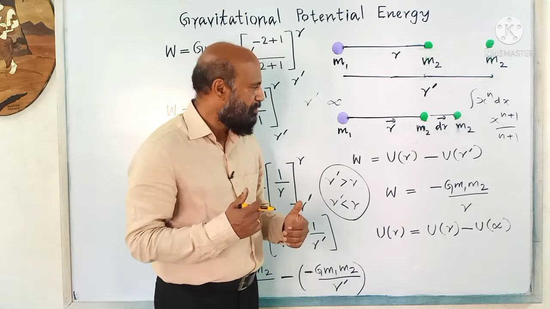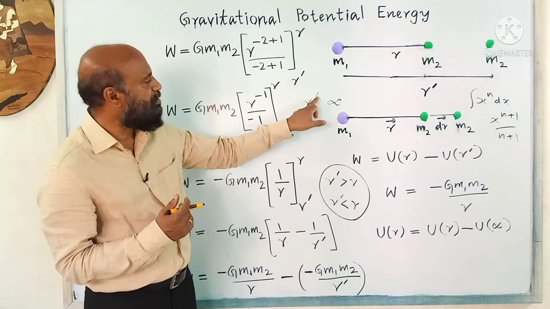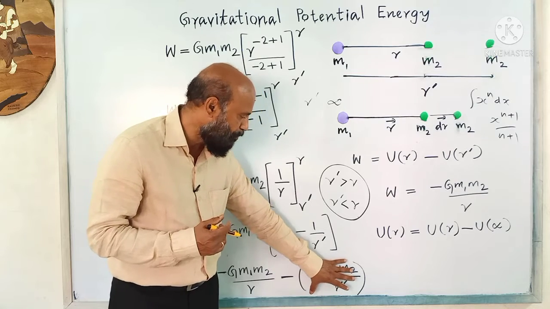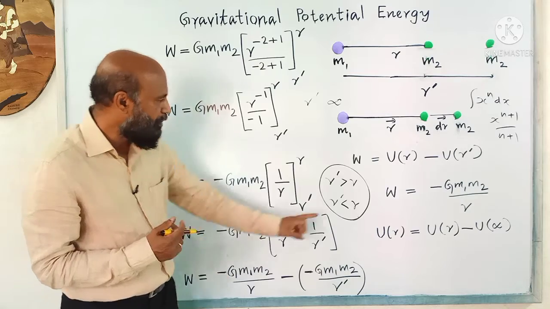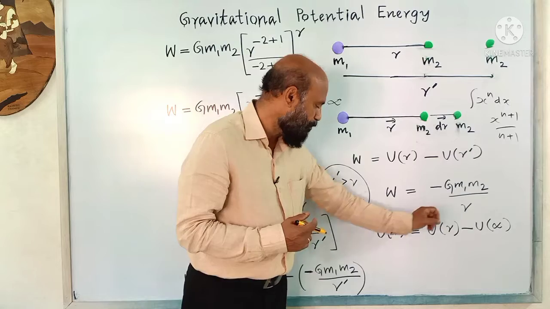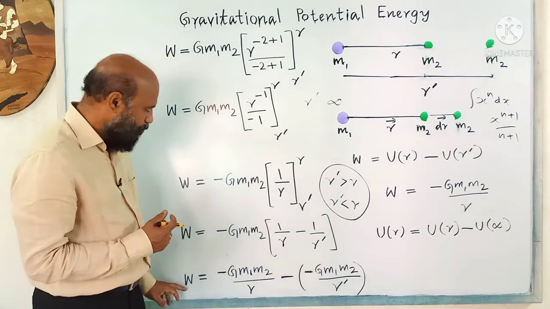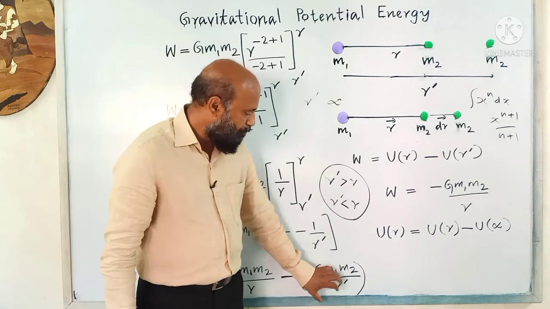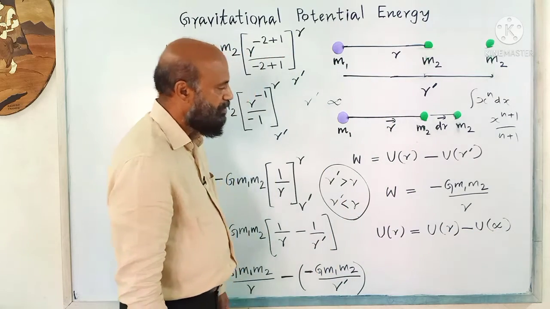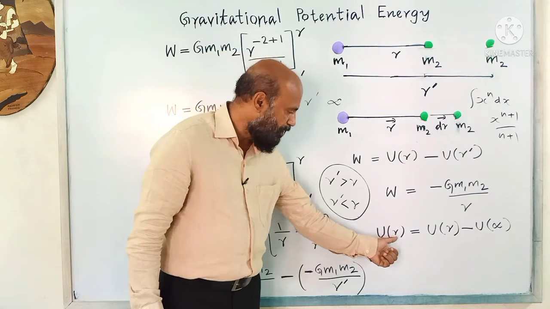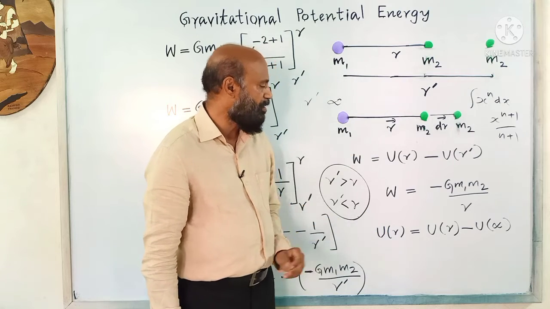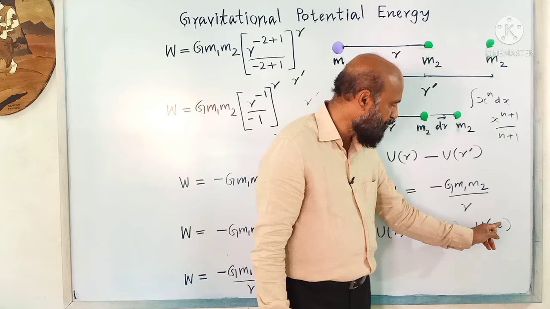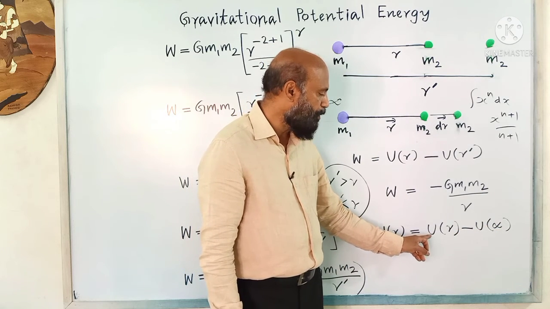Then we are interested in the potential energy difference. So for reference, we can take r dash to be infinity and potential energy at infinite distance will be 0. When r dash is infinity, this term will be 0. Now work done is minus G m1 m2 by r, because this term is going to be 0. Now the work done can be written as the potential energy when it is at a distance r, minus the potential energy when it is at infinite distance. So gravitational potential energy of a system of two masses separated by a distance r is equal to the gravitational potential energy difference when the masses are separated by a distance infinity and when masses are separated by a distance r.